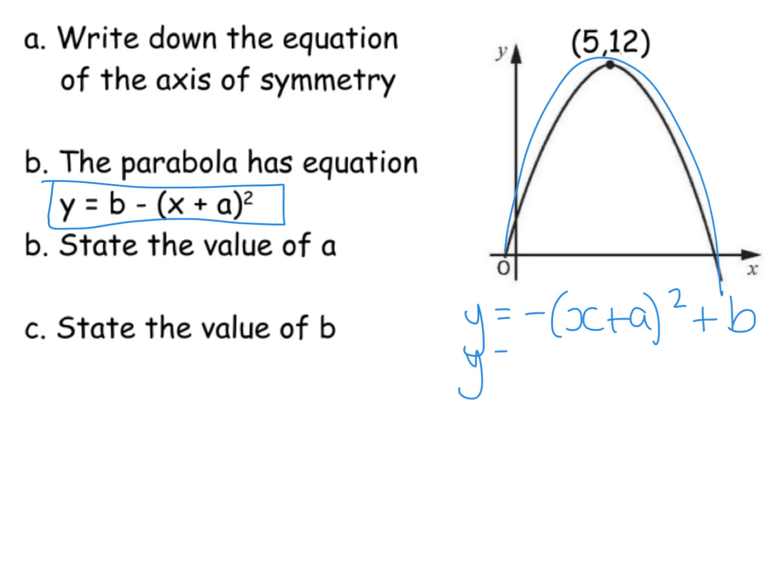So what I'm going to do is write in my coordinate. So plus 5, it's gone to positive 5. So that becomes negative 5 in the bracket. So x minus 5 all squared. And then it's gone up 12. So there's my equation. State the value of a.